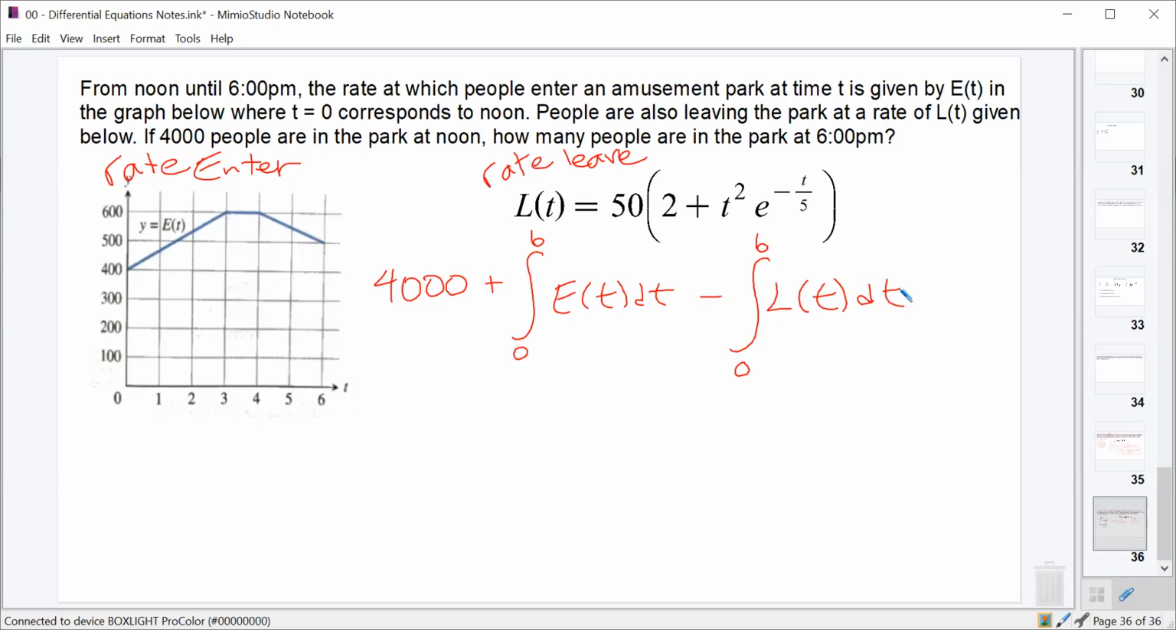So in order to find the integral of E of t dt, we've got to look over here at our graph, and we'll want to break this down into 3 segments probably. One right here that's just 600, and it's got a width of 1 and a height of 600. And then these 2 other trapezoids, right? We got a trapezoid here, and we got another trapezoid over here.